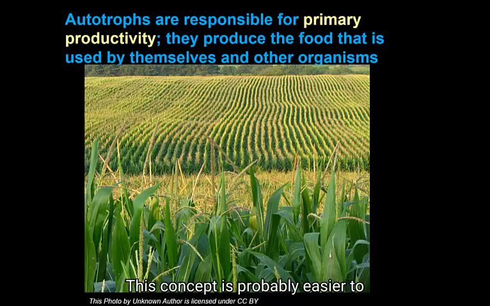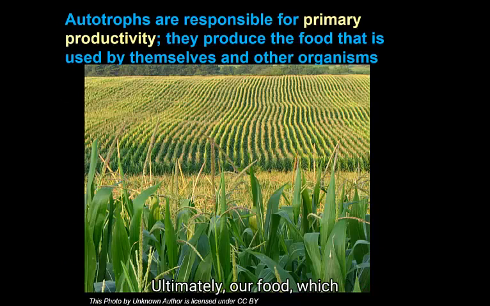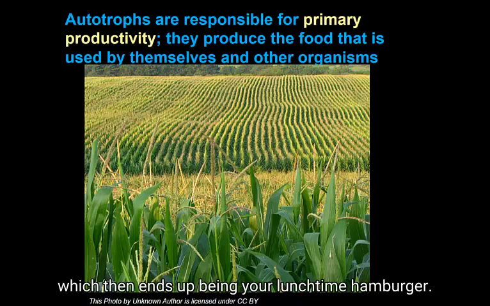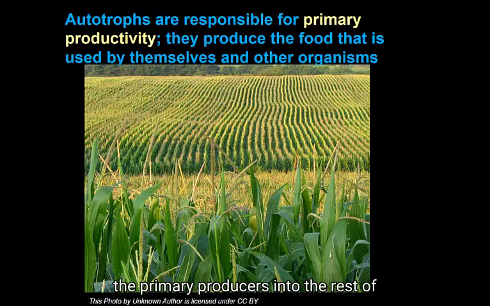This concept is probably easier to visualize if we think about what happens on land. Ultimately, our food, which provides us with energy, comes from plants. This corn might be turned into tortilla chips, or it might be fed to a cow, which then ends up being your lunchtime hamburger. The same system of energy being distributed from the primary producers into the rest of the ecosystem happens in the ocean as well, even though it is more likely to be single-celled organisms that are producing the energy rather than these corn plants.